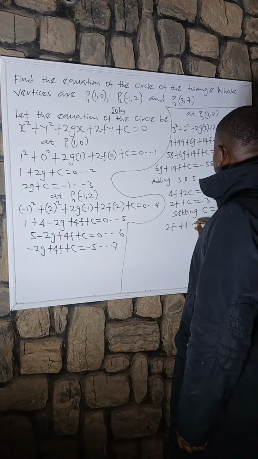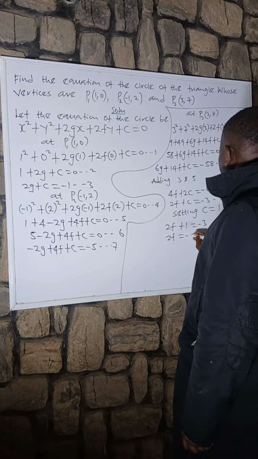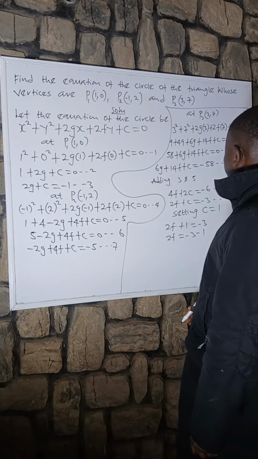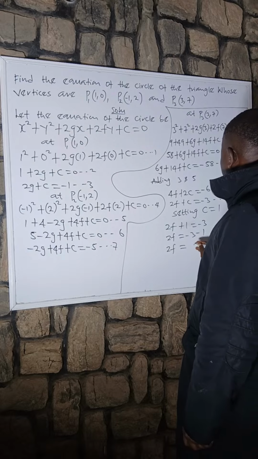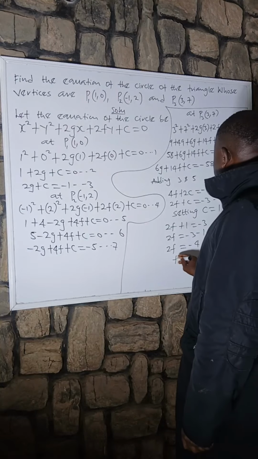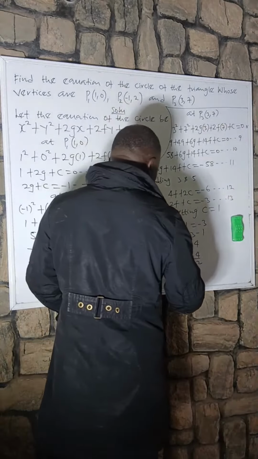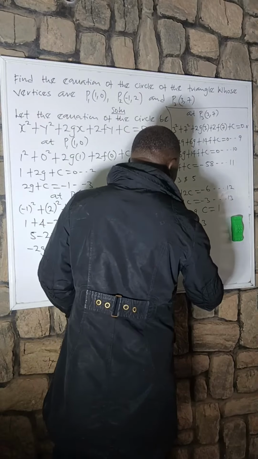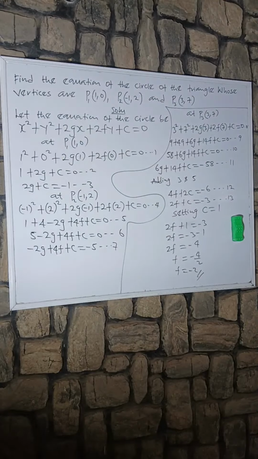2f plus 1 equals to minus 3, then 2f is equals to minus 3, this crosses the sign of equality, minus 1. So as you can see, 2f will now be equals to minus 4, then f will be equals to minus 4 over 2, which is f equals to minus 2, right? You agree with me? Any question? We have to set c equals to 1, otherwise we won't arrive at the answer.